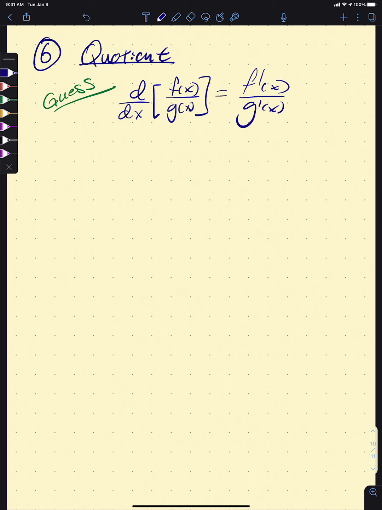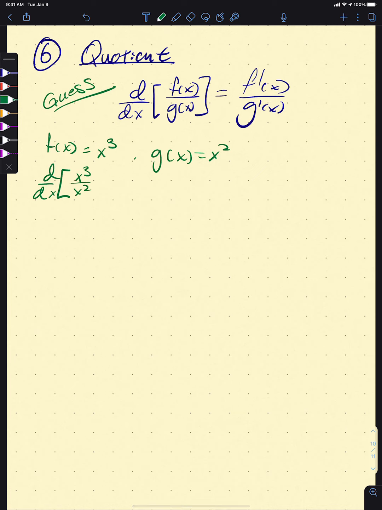You can take the derivative of them individually, right? That's how it works with limits. But unfortunately, that is not quite the case, okay? Once again, let's take two functions. Let's say f of x equals x cubed and g of x equals x squared. Do this process and do this process and see if they agree, right? Let's start with the derivative this time. So d dx of x cubed over x squared.